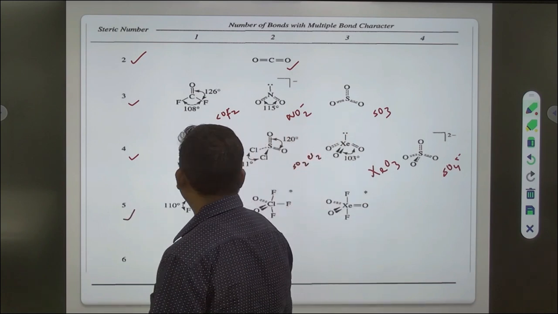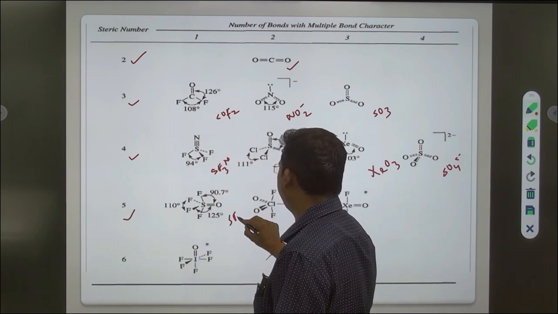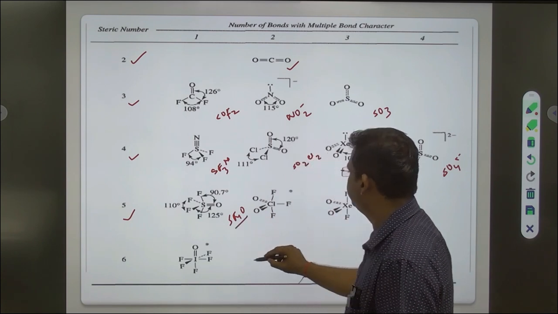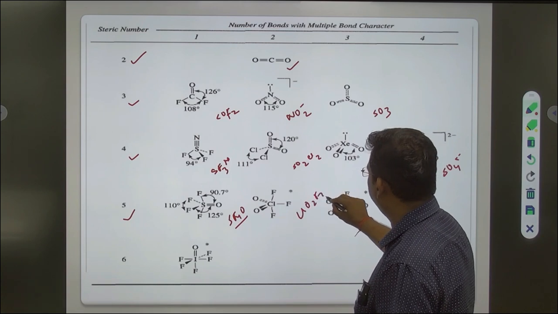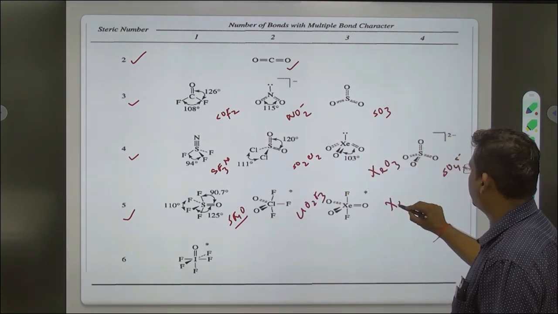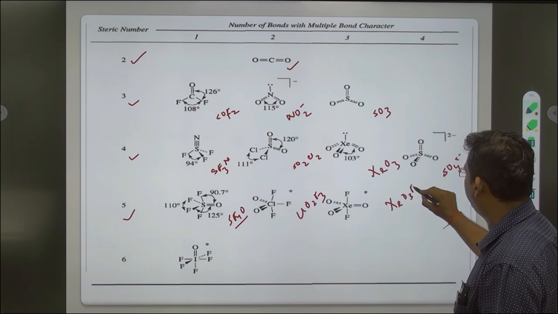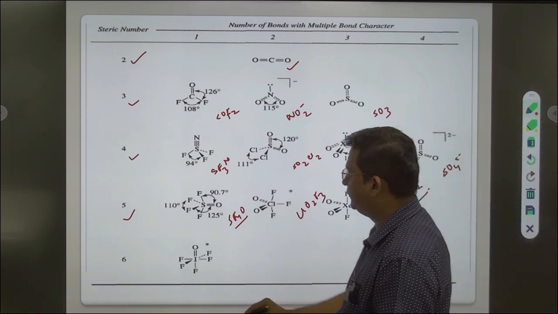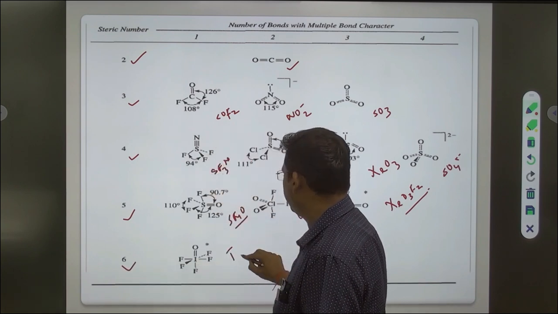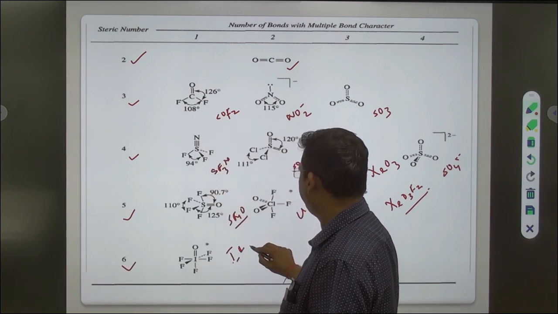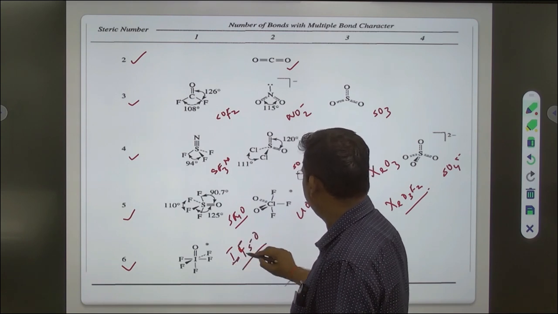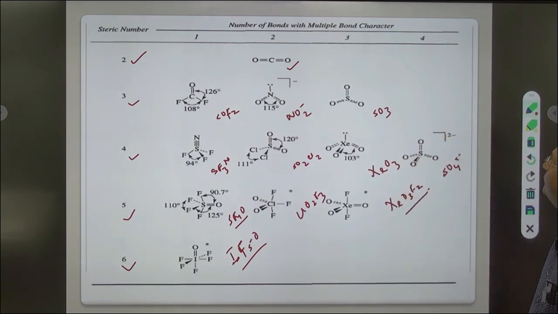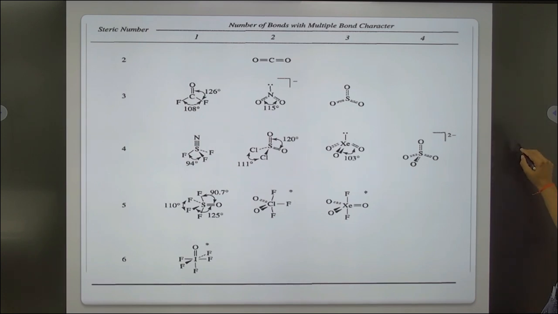When steric number is 5, this is SF4O, oxygen, this is for ClO2F3. And this is for XCO3F2. And when steric number is 6, IF5O. Okay. These are the number of bonds and multiple bond character.